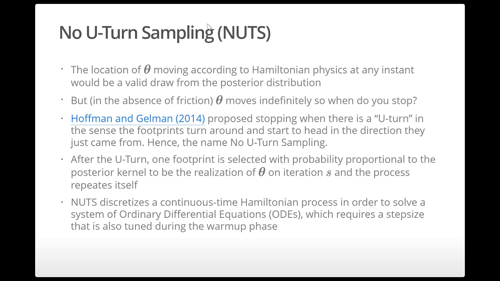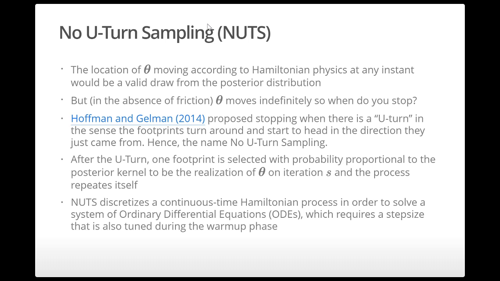So it moves around, we stop it, and then we take as our draw for that iteration one of the places it's been, with probability proportional to the posterior kernel. Then we hit it with normal wind randomly drawn from a different direction, and it moves around more. That's what makes it random, but it raises the question: how do you know when to stop it?